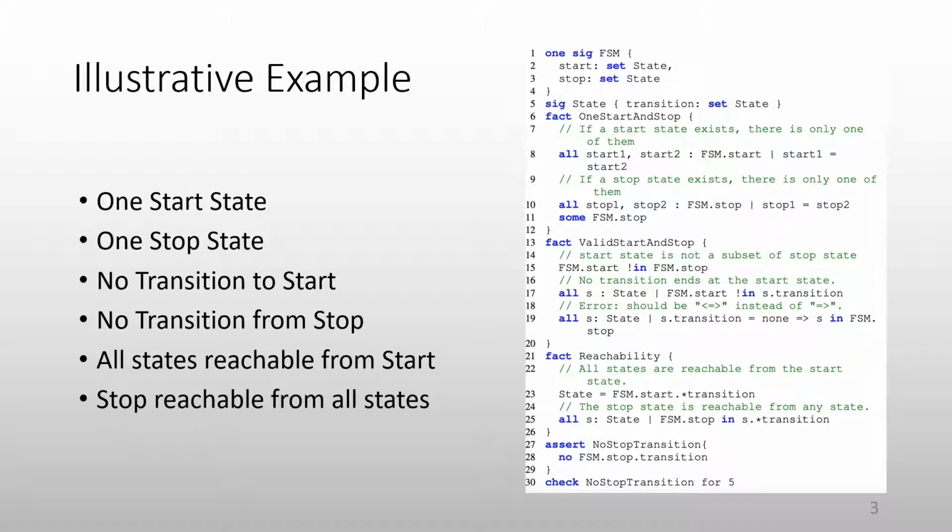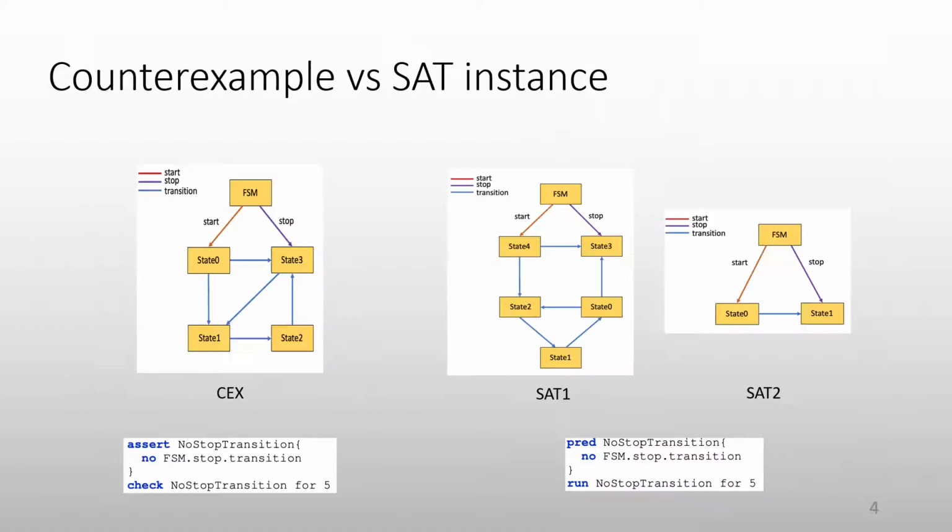We would then write this Alloy model trying to satisfy all the requirements. However, we actually make a mistake at this expression. The expression says that if a state has no transition, then that state is a stop state. To ensure the correctness, we write the following assertion, saying that there should be no transition from the stop state. Then we have this check command to ask the Alloy Analyzer to check the correctness of this assertion.